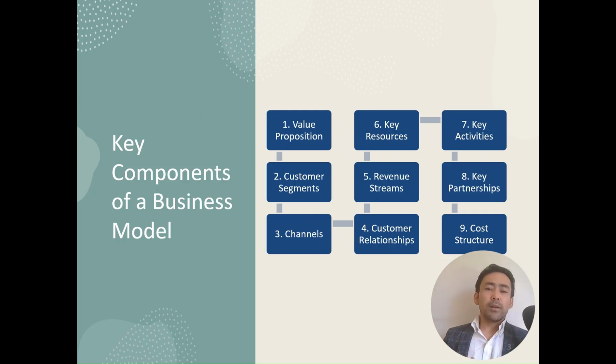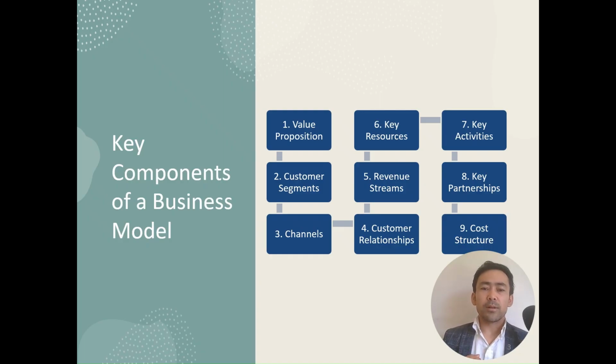The sixth element of a business model is called key resources. It tells the key resources that the company or organization needs in order to create the value, in order to deliver the value or product to the community.